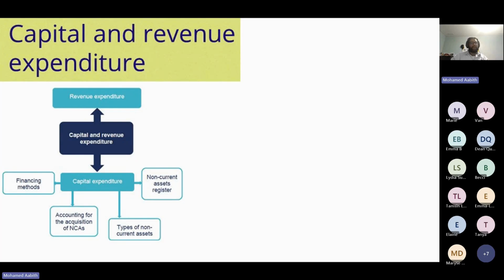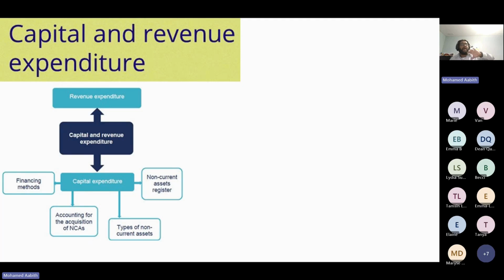So here we look into the financing method: how I'm going to finance a capital expenditure, and how you account for acquisitions of non-current assets, because non-current assets are the ones we talked about. We also consider what types of non-current assets there are. And then there is something called the NCAR, the non-current asset register, where we have a record of all the non-current assets we currently own. They will all be listed there. So when I buy a new asset, we add a new entry.